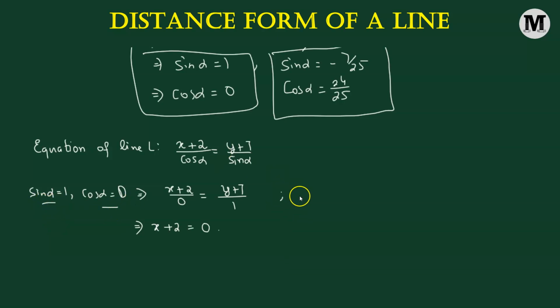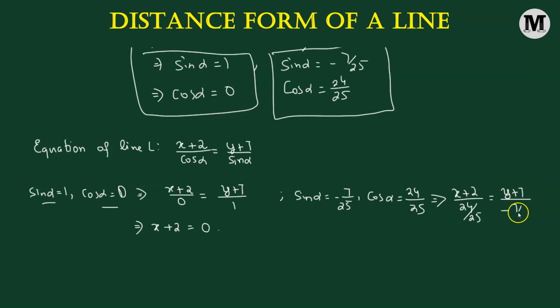The other case is when we have sine of alpha equals negative 7 over 25, the corresponding cosine alpha, which came out to be 24 over 25. In that case, what is the equation? So our equation becomes x plus 2 divided by cosine alpha, which is 24 over 25, equals y plus 7 divided by sine alpha, which is negative 7 over 25. So when we rearrange the terms, 7 simplified, we're going to get the final equation as 7x plus 24y added to 182 equals 0. So this is going to be the equation of the line.